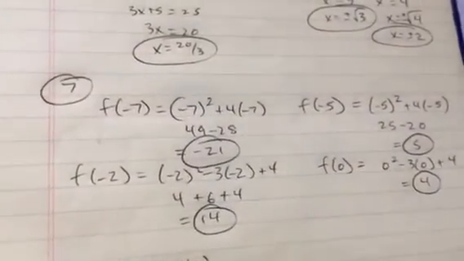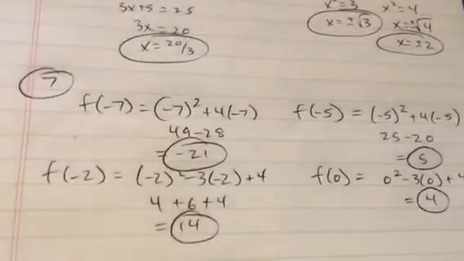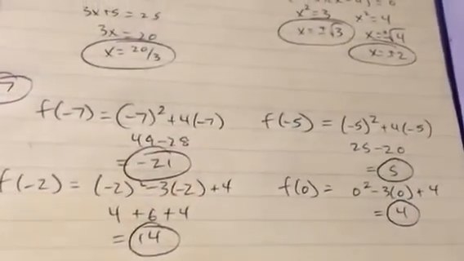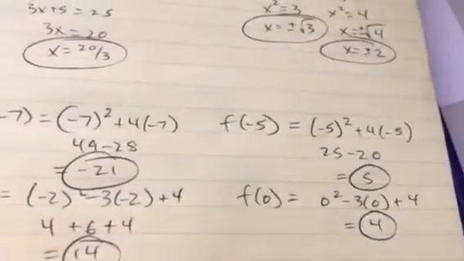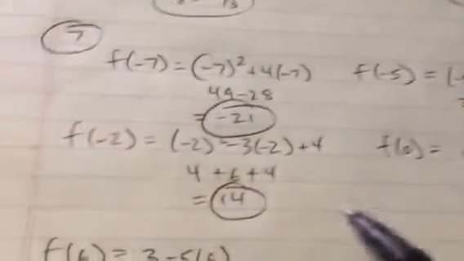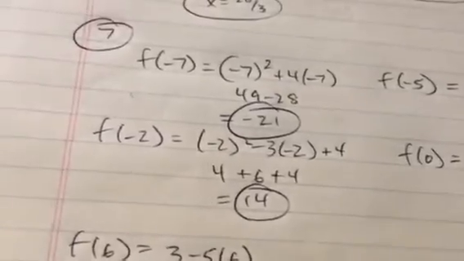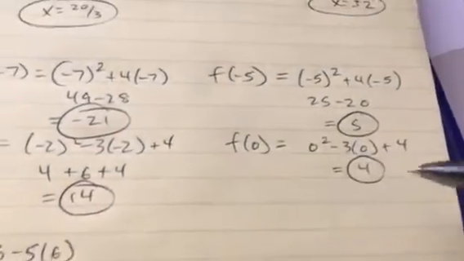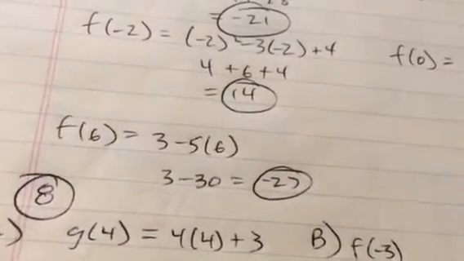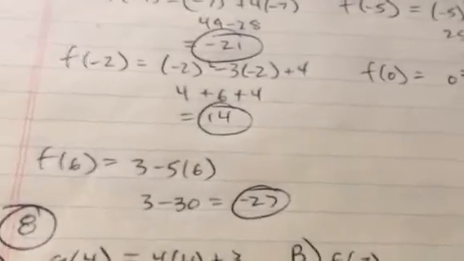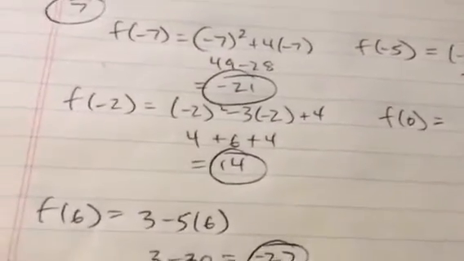Guys, plug in, this is a piecewise. Was this the piecewise one? It was the piecewise function. So f of -7 goes in the first equation right there. And then we get negative 21. Guys, f of negative 5 goes in that same first equation. Negative 2 goes in that second equation. And I plug 0 into that second equation as well. And lastly, I plug 6 into the last equation. All right, it's all about figuring out what interval does my number fall in.